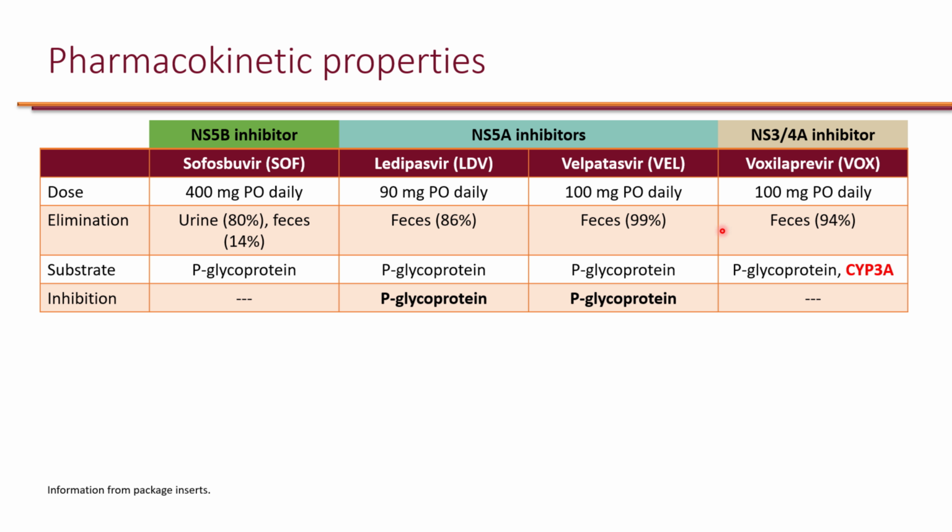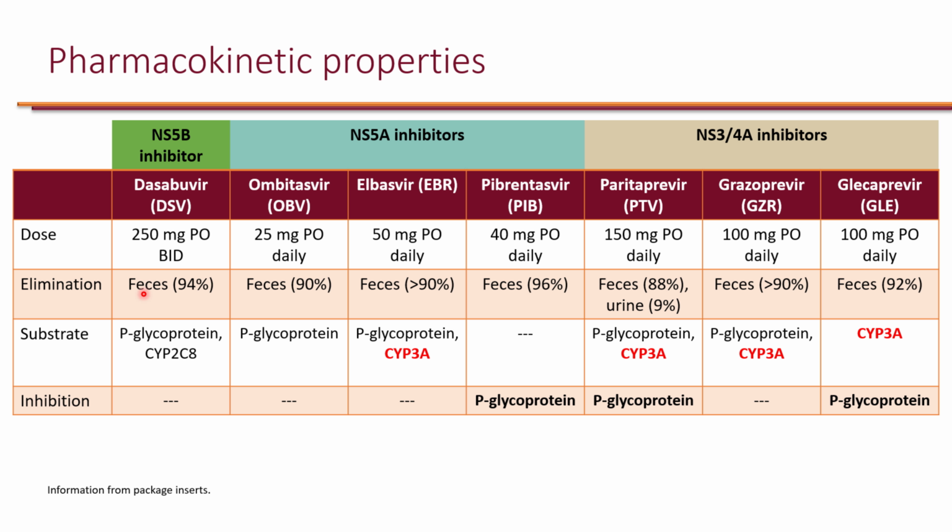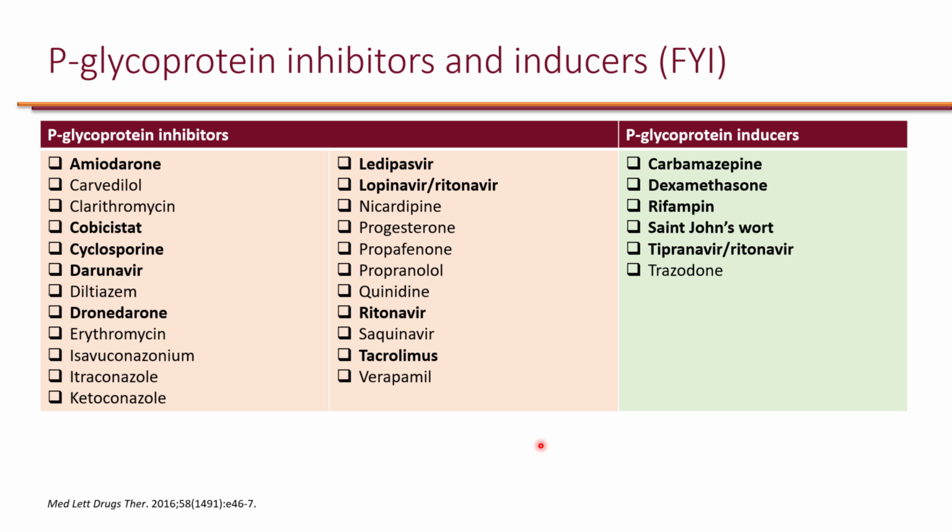And then pretty much most of these are eliminated through the feces, except for sofosbuvir, which is 80% secreted in the urine. Again, we can see that most of these are substrates of P-glycoprotein. On the right-hand side, you can see the protease inhibitors, so NS3-4A protease inhibitors, and these are substrates of CYP3A4. Elbasvir is also a substrate of CYP3A, and pibrentasvir, paritaprevir, and glecaprevir also inhibit P-glycoprotein. So I'm just showing you this so you will see some of the drug interactions that occur with these agents.